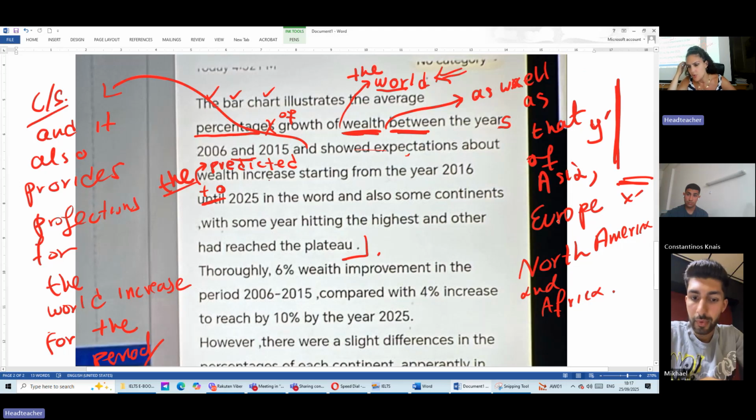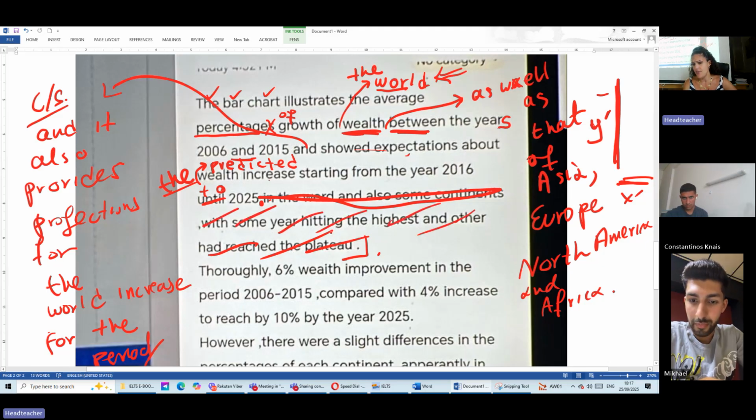Also, I would advise you to be more analytical because this information is given in the y-axis. So you can analytically outline them, not just say some continents, because they're given in the y-axis. So from the year 2016 to 2025, full stop. We don't need all this because we have added this. So you say with some hitting the highest and other reaching the plateau. No. You know why not? This is something I would avoid doing in the introduction.